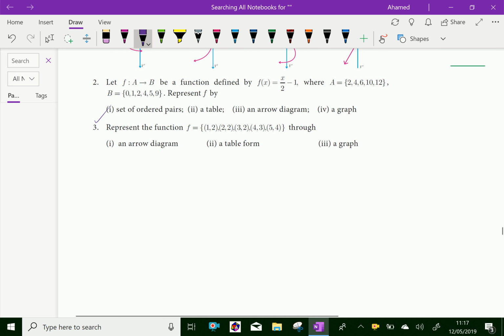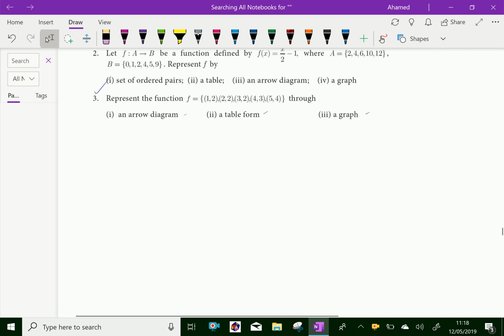Represent the function f = {(1, 2), (2, 2), (3, 2), (4, 3), (5, 4)} through an arrow diagram, a table form, and a graph. Here, first an arrow diagram.